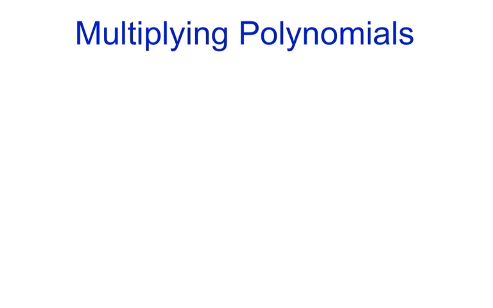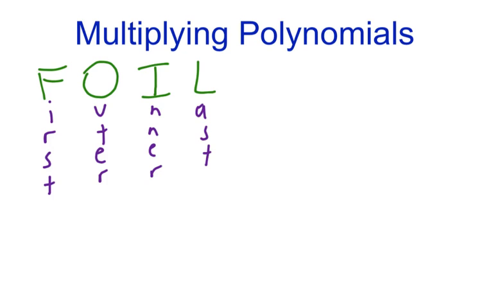Alright, there are two ways to multiply polynomials. The first way is the FOIL method. The FOIL method is an acronym, so FOIL stands for first, outer, inner, and last. So that means you multiply the first terms together, then the outer terms, then the inner terms, and then the last terms. So really you're just distributing.